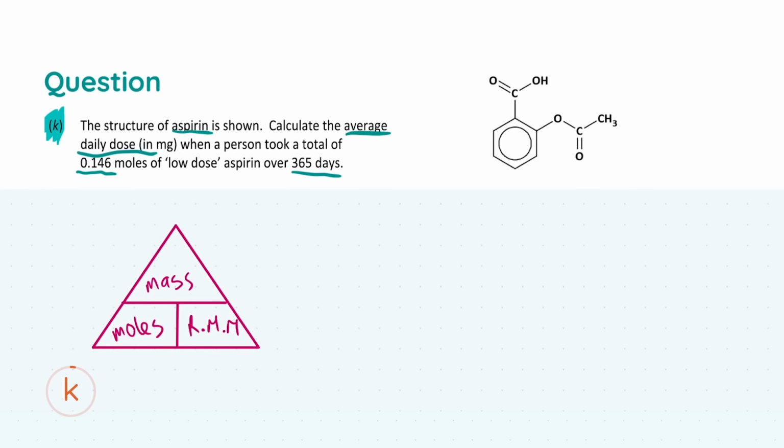So throwing down our triangle here, what we're looking for is a mass. If we cover that on our triangle, what we'll find is that mass is going to equal the number of moles times our relative molecular mass. So we need to multiply the moles by the relative molecular mass. What we already know is that the total moles was 0.146, and now we need to find our relative molecular mass.